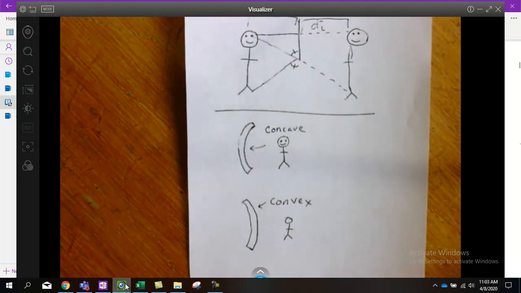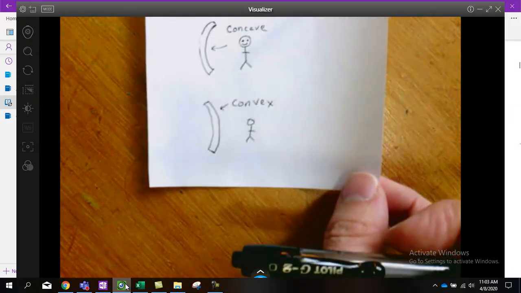Now, a couple things we need to understand about these mirrors. They're going to create very different images depending on how we look at them, depending on how close we get to them. There's a lot of different characteristics that come along with the concave versus convex mirrors. And it's going to be very similar to what happens when we get into lenses, but we do need to talk about some specific rules.